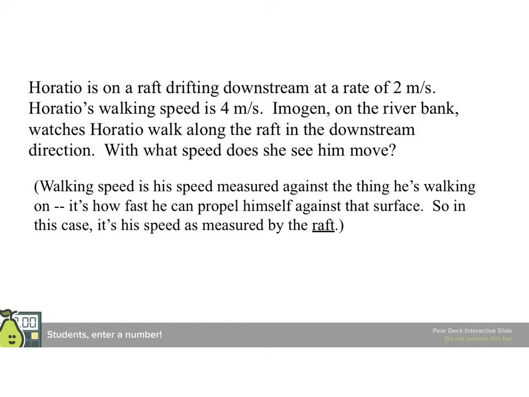So as always, we should probably start with a little picture. So here is the river. Here's Horatio on his raft. Or, well, here's the raft. Here's Horatio walking. And Imogen out here is watching him. Right, she's watching him. And so she sees a velocity of Horatio as measured by Imogen. That's what we want. We want the magnitude of that.